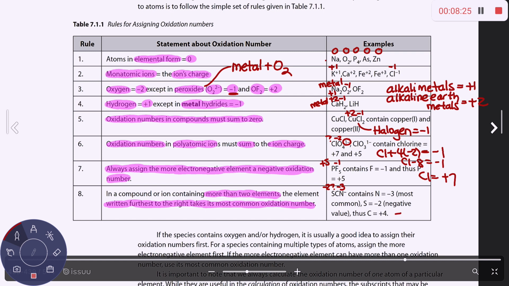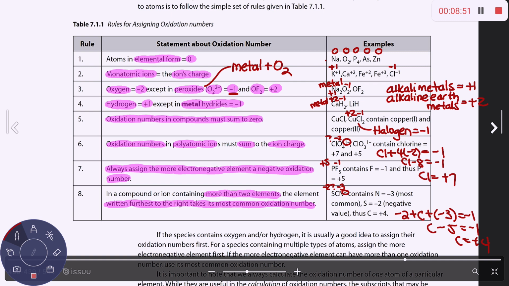So this is going to be -2 for sulfur, plus a carbon, plus a -3 for nitrogen. And since this polyatomic ion has a -1 charge, all of those add up to -1, okay? -2 and -3 is -5. Throw that on the other side. Carbon's a +4. Capiche? Awesome. Let's go to the next page.